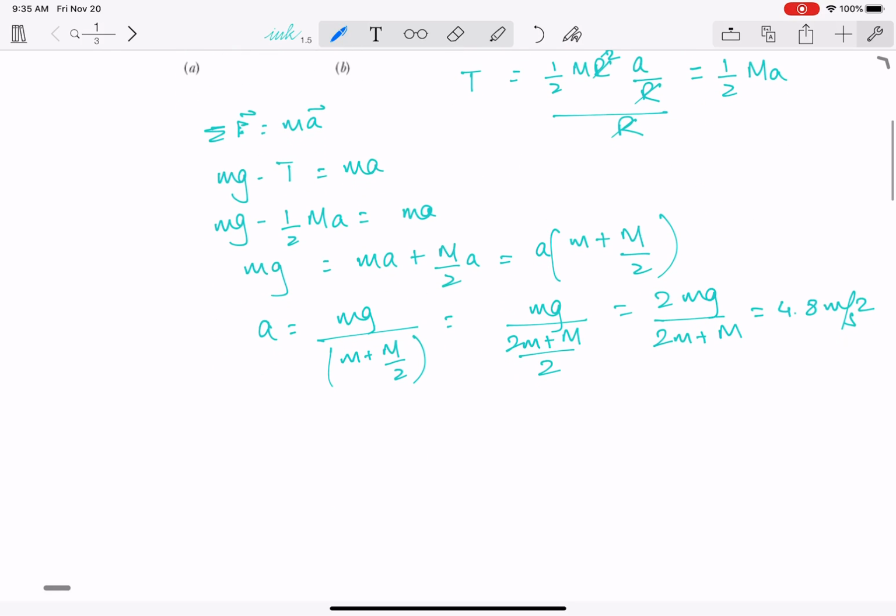Now you can find the magnitude of tension. Acceleration 4.8, sorry, let me erase that. I'll just put that acceleration A. You plug in the values, and you get tension to be 6 newtons.